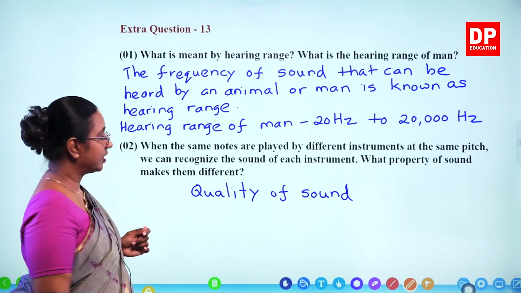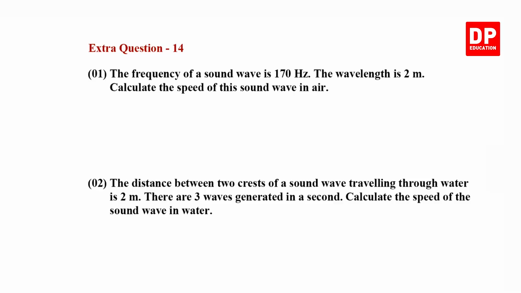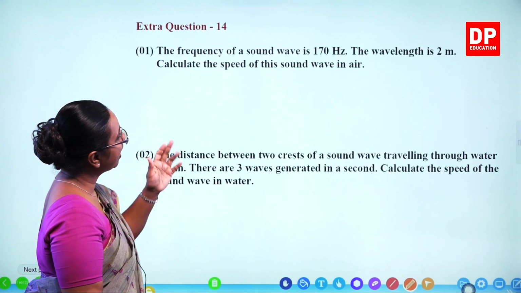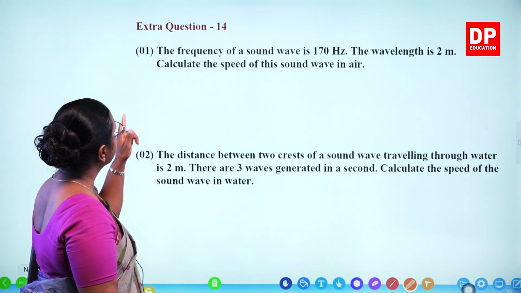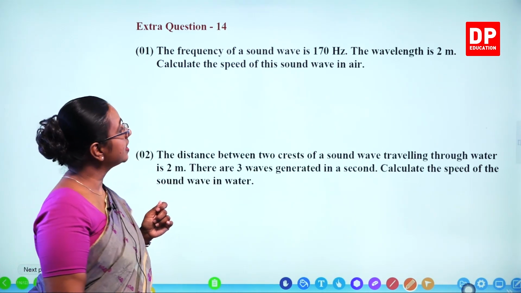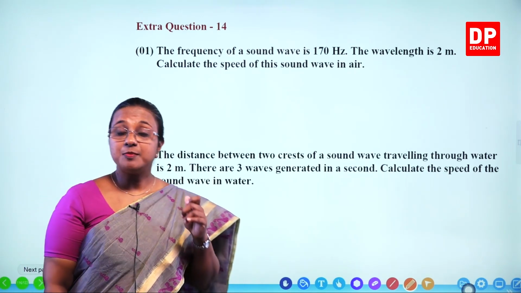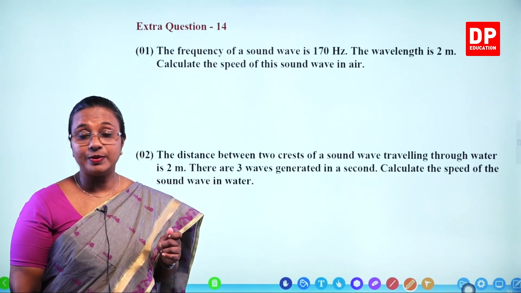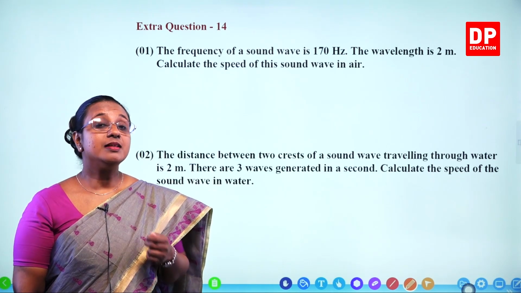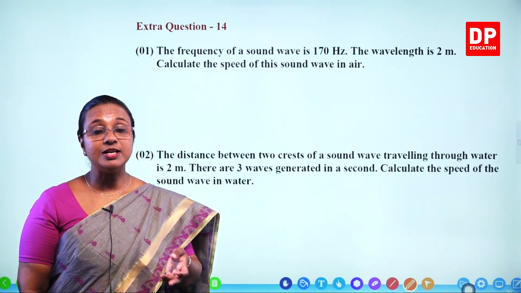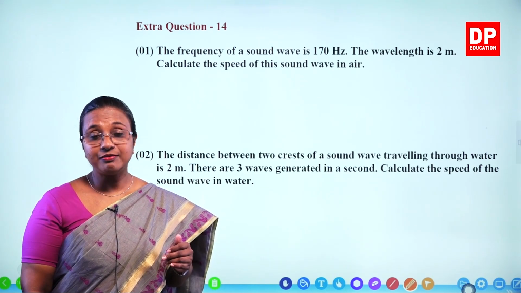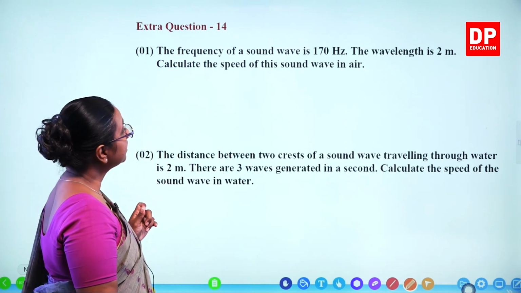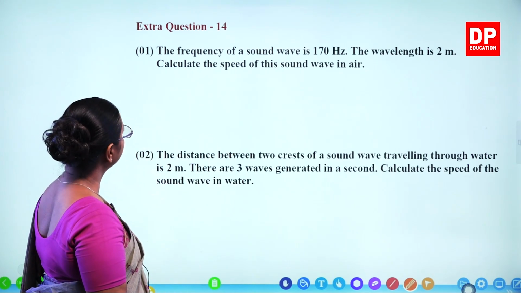Then the next question, extra question 14. The frequency of a sound wave is 170 Hz. The wavelength is 2 meters. Calculate the speed of this sound wave in air. I am sure you can remember the equation. What is speed? Speed is equal to frequency into wavelength. That is V equals F lambda. So that is the equation that we have to use here.